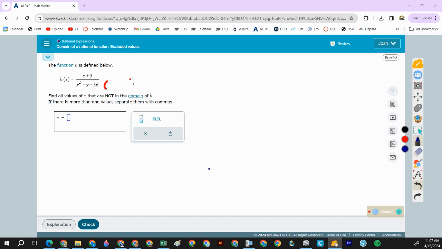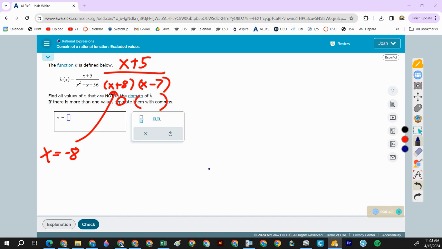So I need to factor the denominator, and this will be x plus 8 and x minus 7. And the top is x plus 5, but that's not really going to factor into this problem. So what numbers will break the denominator? Well, if I plug in x equals negative 8, then this becomes 0. And 0 times whatever happens over there is 0. And I get negative 8 plus 5 over 0.